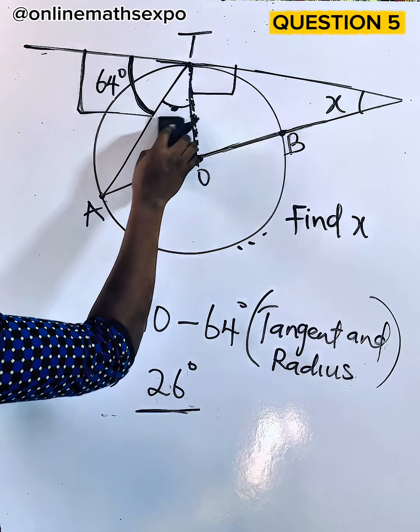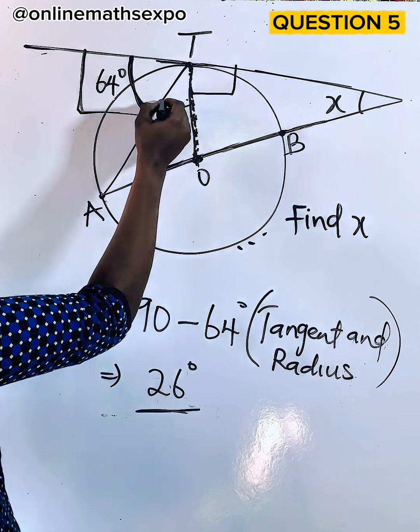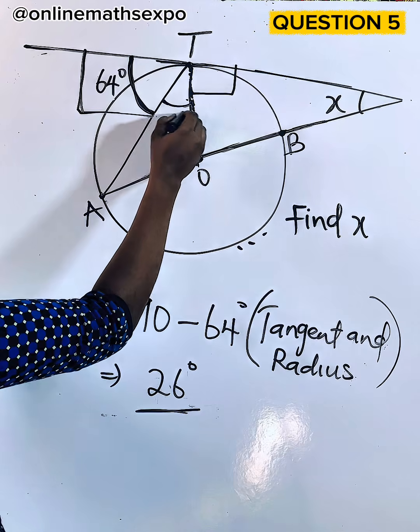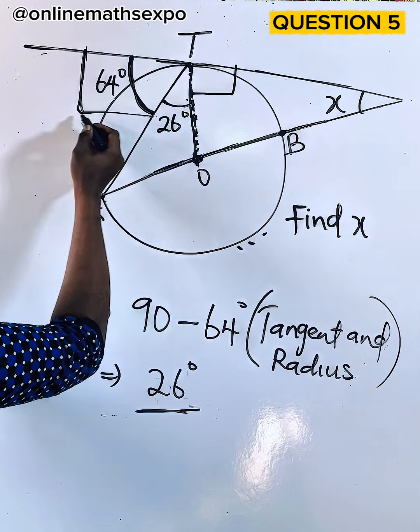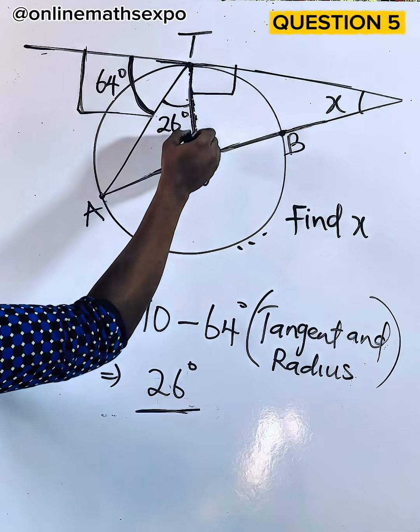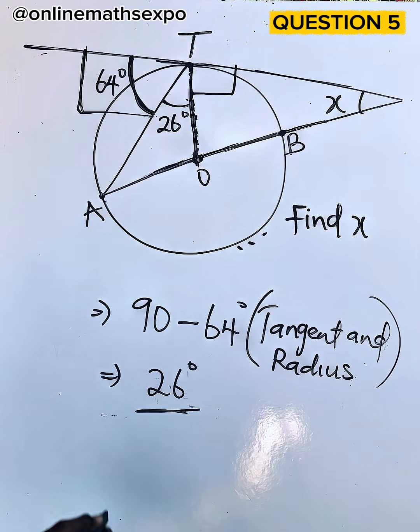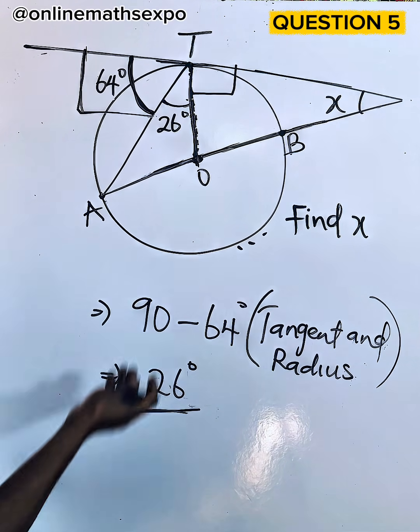So let's take this up. So it means that this angle formed here is 26 degrees, so that when you add it with this 64, it gives you the total of 90 made between the radius and the tangent. Now, what will you do next?